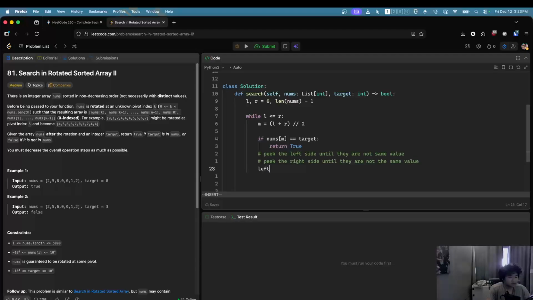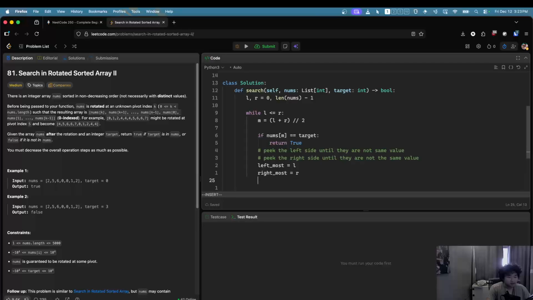Let's do leftmost, which is just L. Rightmost, which is just R. Then I'll do while leftmost. First, I definitely want to check leftmost is positive. Positive, so it's greater than -1, right?